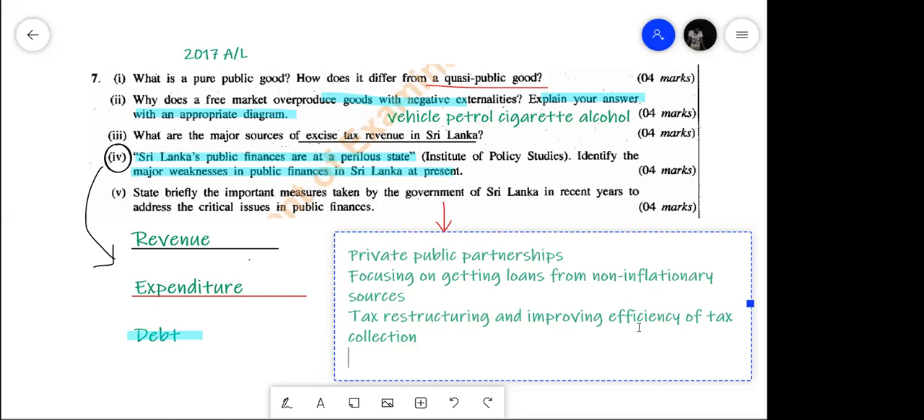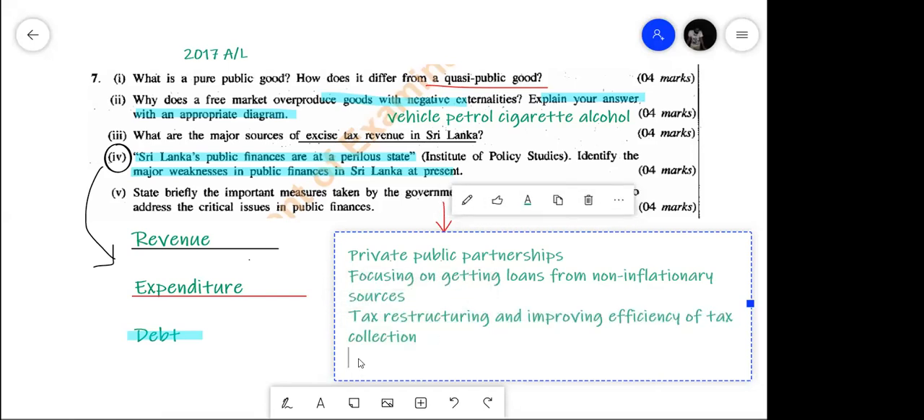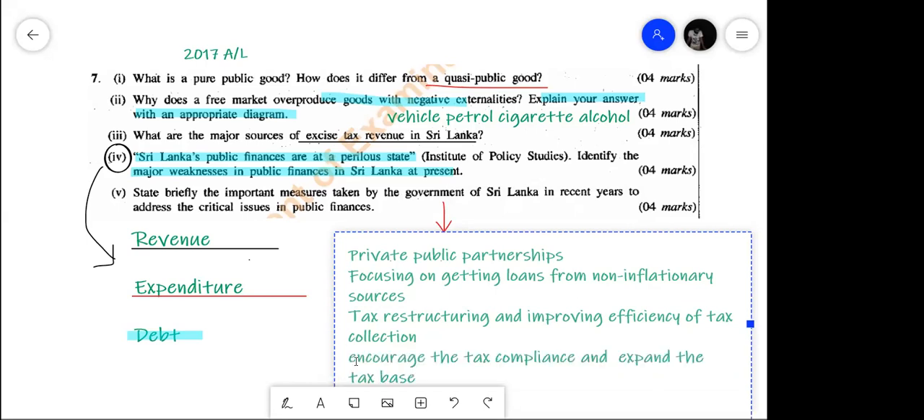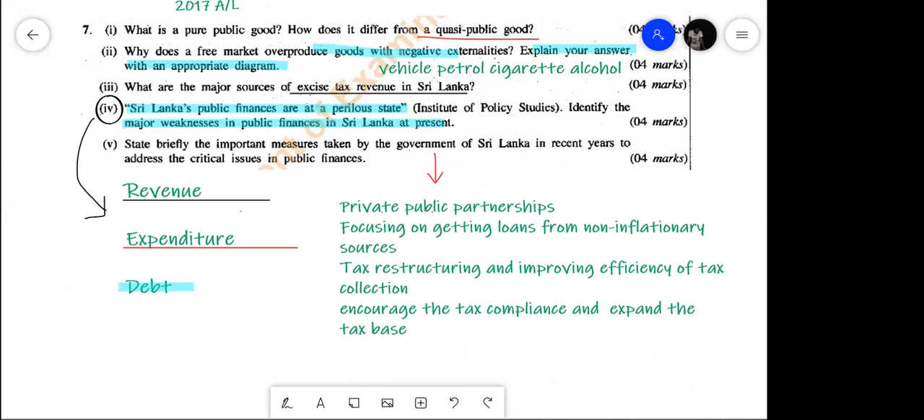Encourage tax compliance and expand the tax base. Yeah, all of that comes under this. So tax restructuring, improve the efficiency. Okay, so I'll copy and paste that if you want, it can't be two points. Trade agreements? Not really. Government trade agreements, maybe for a unit number 9 question you would have talked about them, but in this context I'm not very happy with the trade agreement answer. Anything else that the answer scheme has told which is not really here?